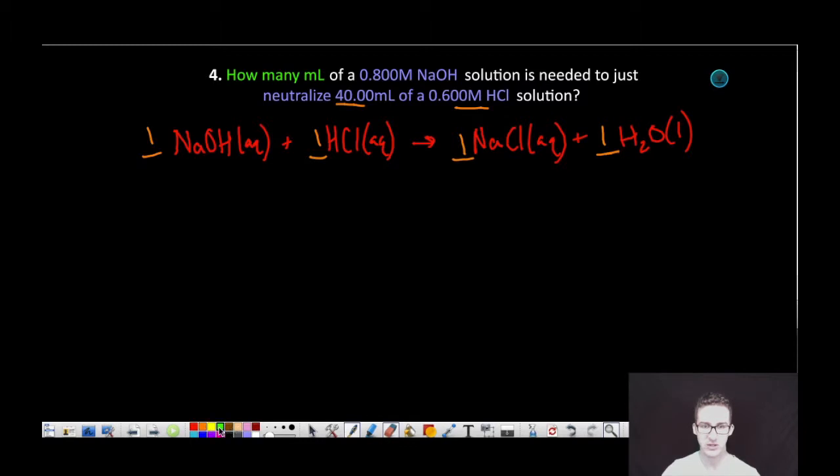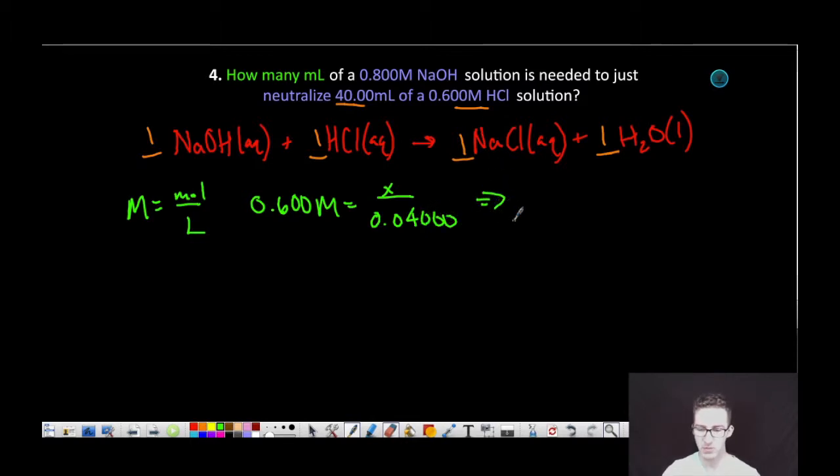To do that, we need to use our formula for molarity, which is moles per liter. Our concentration is 0.600 molar. Our volume in liters is 0.04000, which means that our number of moles of HCl in solution is 0.02400 moles of HCl.